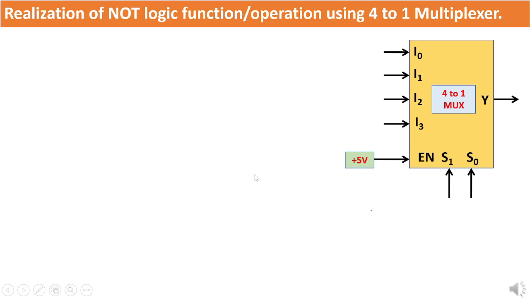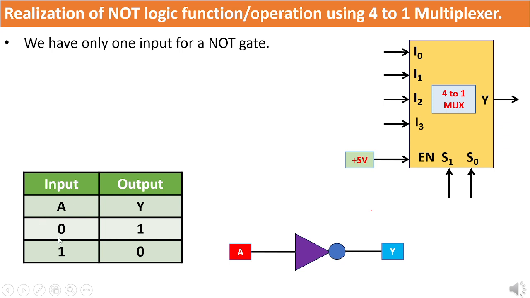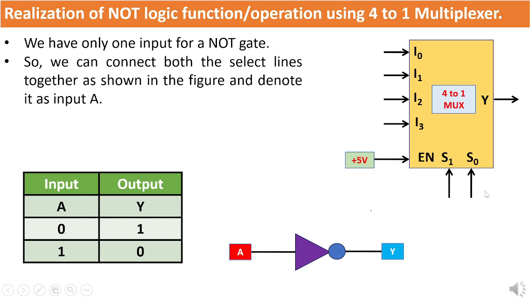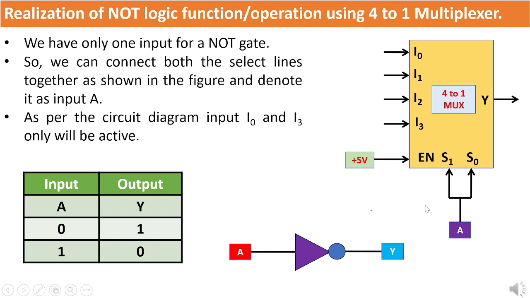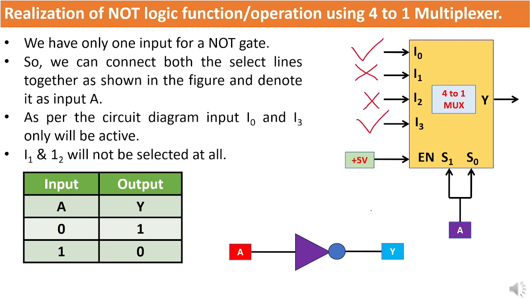For a NOT gate, we are dealing with just a single input. Therefore, we can simplify the connection by joining both select lines, as illustrated in the diagram, and label this joint connection as input A. In this circuit configuration, only input I0 and input I3 will be active, while inputs I1 and I2 will remain unselected and unused.